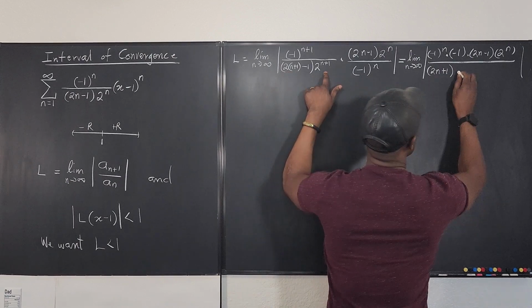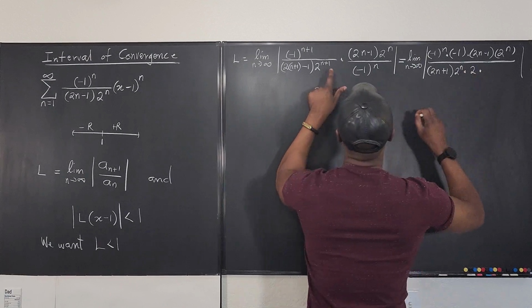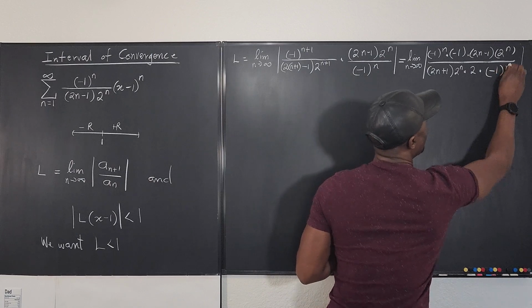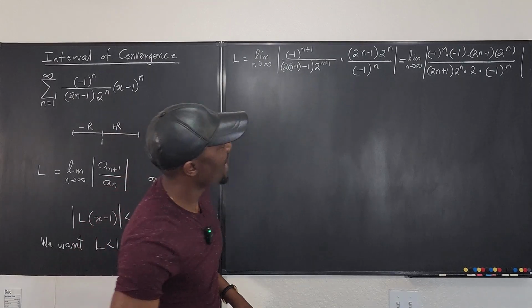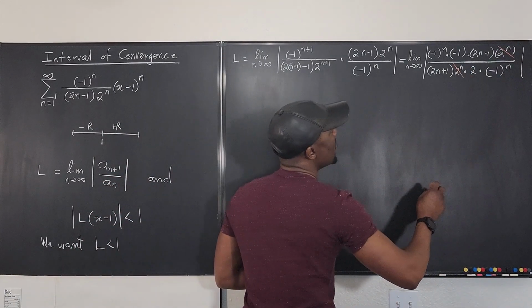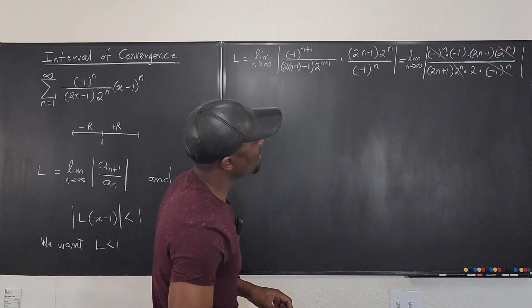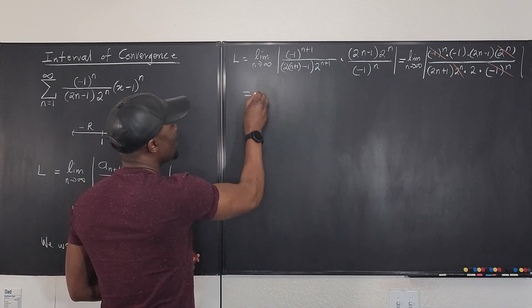So this expression gives me 2n plus 1. And this gives me 2 to the n times 2. I have 2 coming from here. And then this is negative 1 to the n. Perfect. So all we have to do now is cancel every term that we can cancel. I know 2 to the n can be canceled. I know negative 1 to the n can be canceled. What else can we cancel? It doesn't look promising. Looks like we are stuck with what we have here.